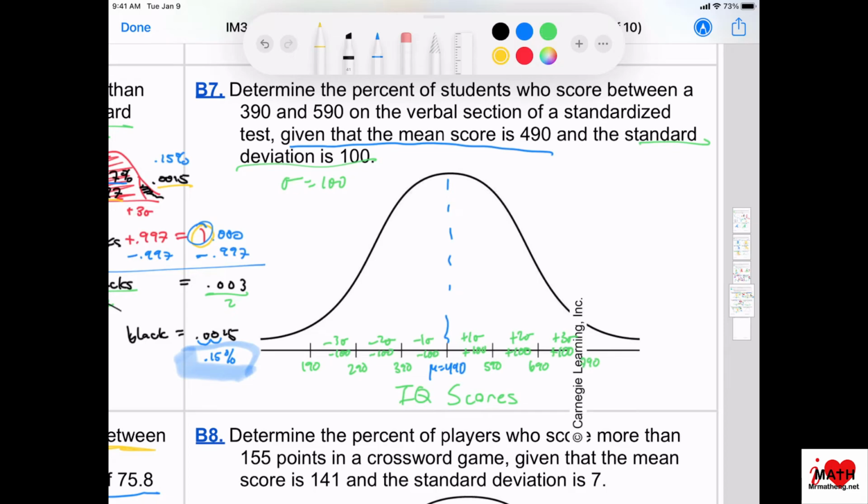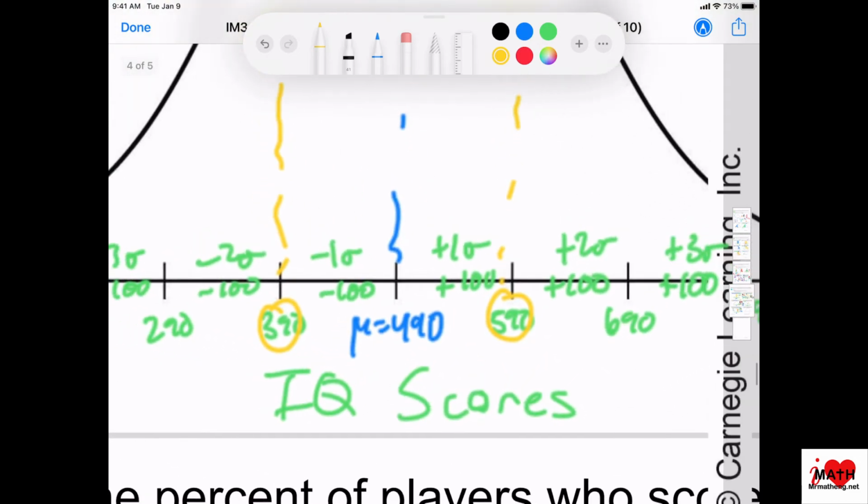And they want to know between 390 and 590. Well, how many standard deviations is this away? Okay, pay attention. The answer is not 2 standard deviations away. We like to say 1 standard deviation away.